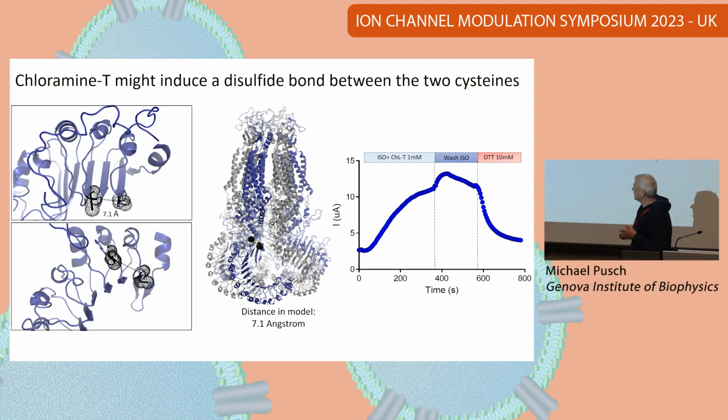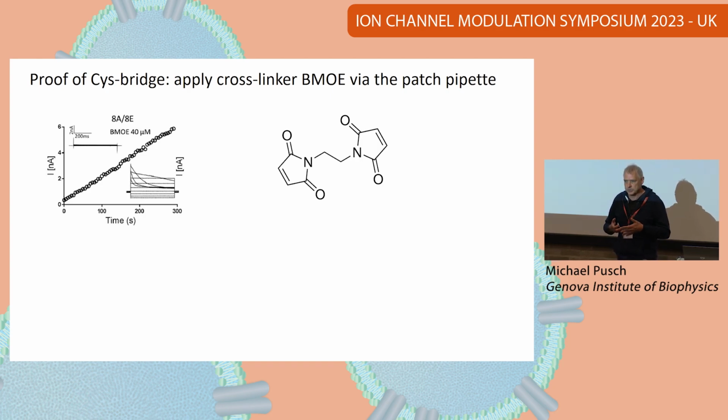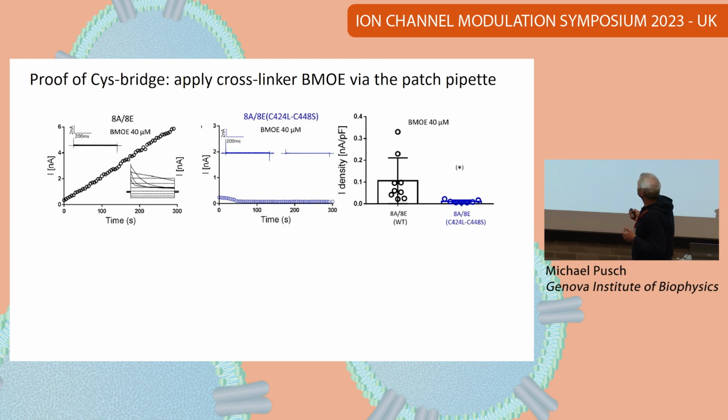And to test more directly if there is formation of a disulfide bridge, we applied a crosslinker. So we expressed 8A and 8E, again in cells devoid of endogenous LRRC8 subunits. Then we perfused a small cysteine crosslinker, BMOE, into the pipette, and we get a gradual increase of current. This is a strong indication that the crosslinker can activate the current in the absence of any hypotonic stimulation. We don't see this activation if we express the double mutant, so this is gone if we eliminate the cysteines.